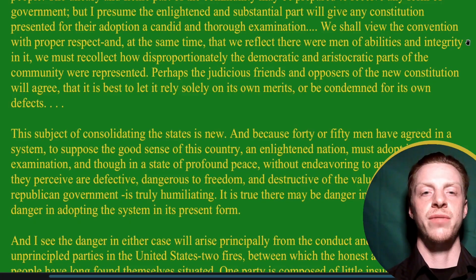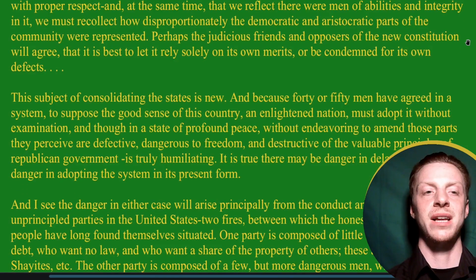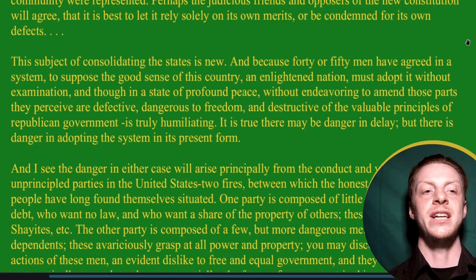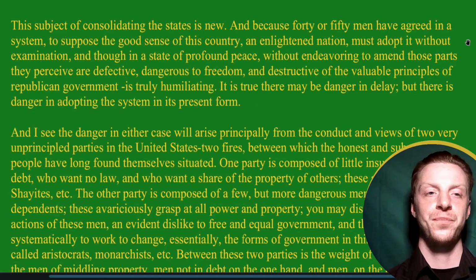We shall view the convention with proper respect, and at the same time that we reflect there were men of abilities and integrity in it, we must recollect how disproportionately the democratic and aristocratic parts of the community were represented. Perhaps the judicious friends and opposers of the new Constitution will agree that it is best to let it rely solely on its own merits or be condemned for its own defects.